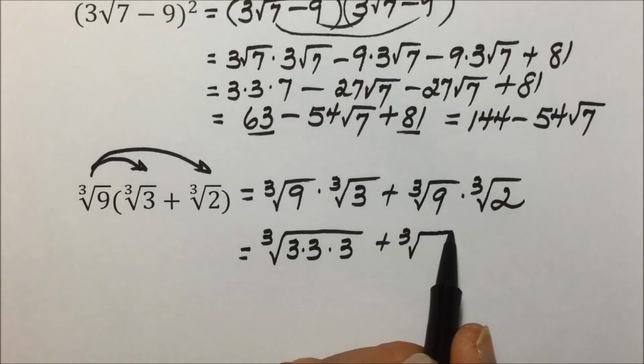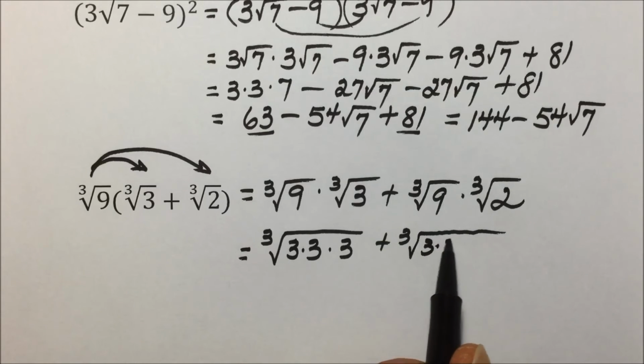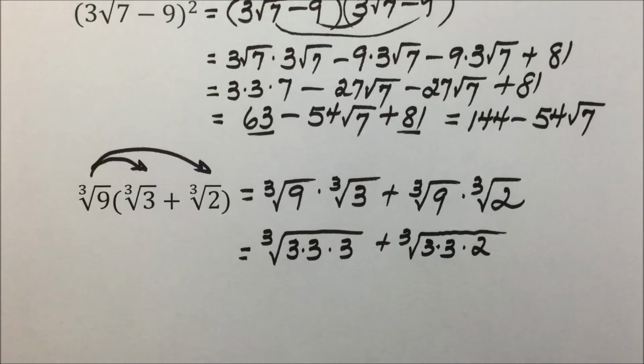Similarly, in this second term, 9 can be replaced with a 3 times 3 times the 2, combining those radicands underneath a single radical. And then going back and simplifying, we're looking for cube roots. This is 3 to the third power. The cube root of 3 to the third is 3. We don't have anything to the third power. 3 is to the second, 2 is to the first. So there's nothing to simplify. This is in simplified radical form.